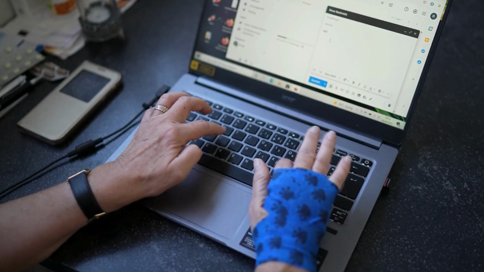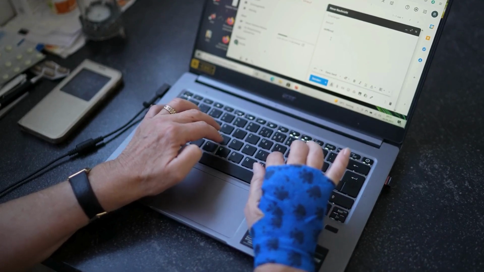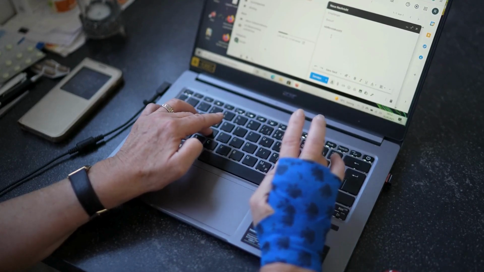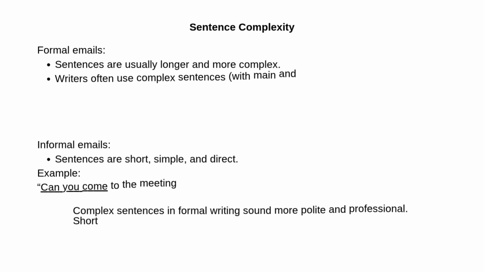Emails are one of the most common ways we communicate in professional and personal life. Using the right style is important because the same message can sound professional and polite or casual and friendly, depending on how we write it. Let's begin with sentence complexity.